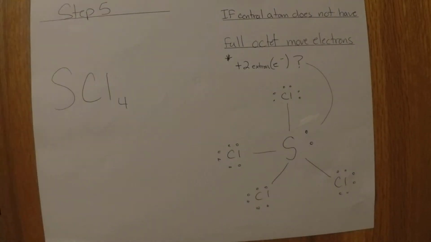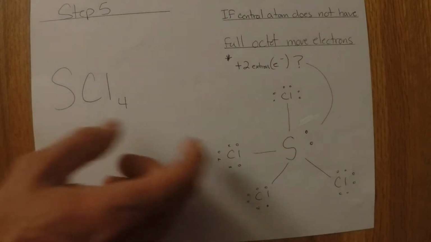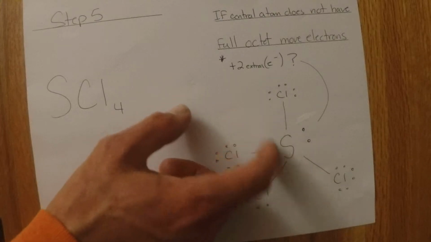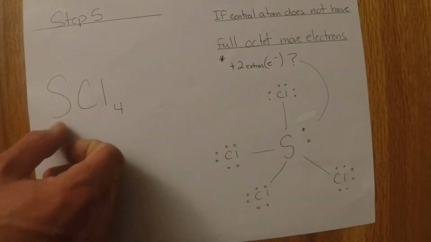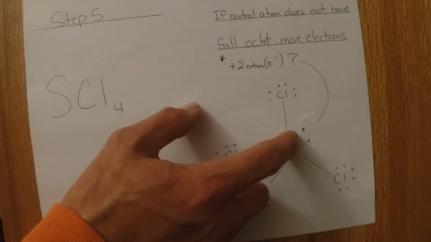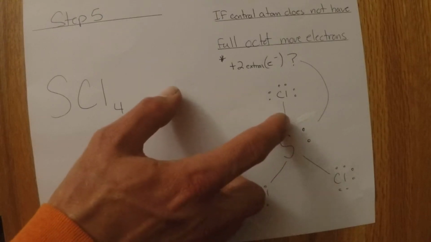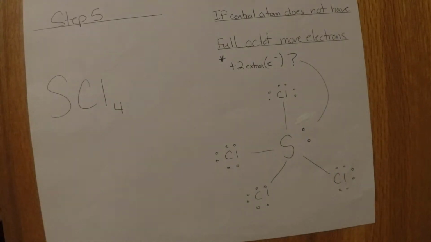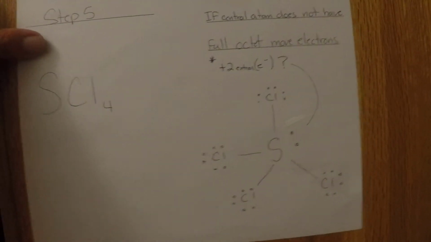And so in step 5, if the central atom does not have a full octet, move electrons. Well, we don't really need to move any electrons here since we have 2 extra electrons. And so what do we do with those 2 extra electrons? Well, since sulfur can break the octet rule, because see, it has 2, 4, 6, 8, and it has a full outer shell, but since it can break the octet rule, it takes on 2 more. So sulfur actually has a total of 2, 4, 6, 8, 10. And that is where the extra electrons go.